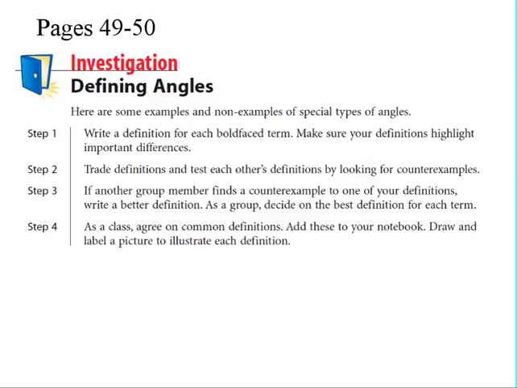When we get done, the class is going to go through these definitions, so don't put them in your notes. We're going to see how close you are. I need definitions for right angle, acute angle, obtuse angle, and complementary angle. So on 49 and 50, all of those. You've got about 5 minutes, so you're going to have to move pretty quick.